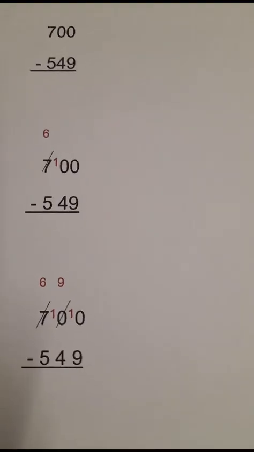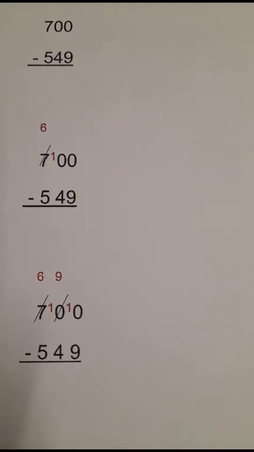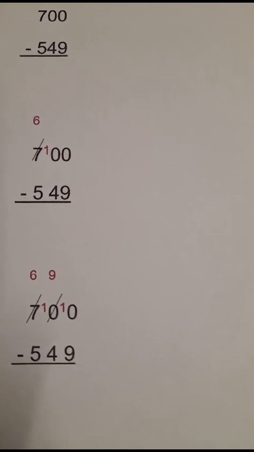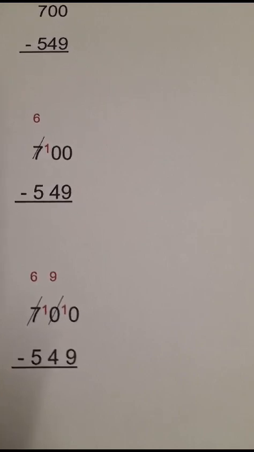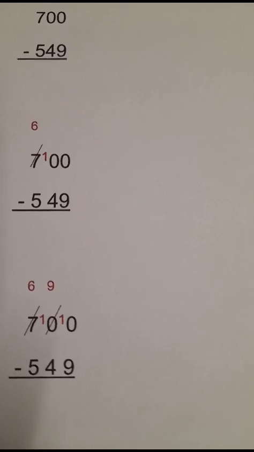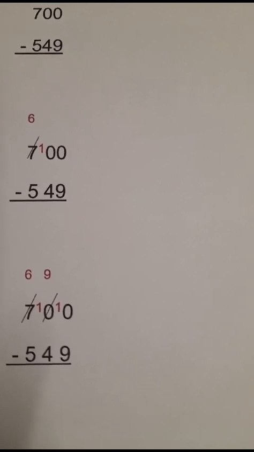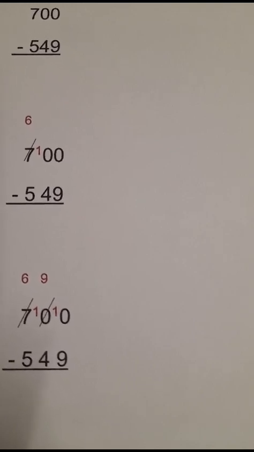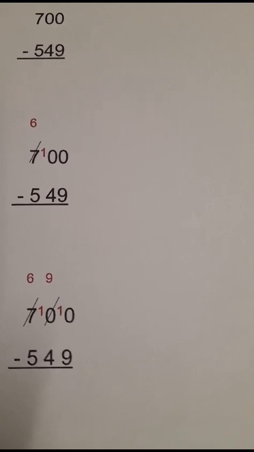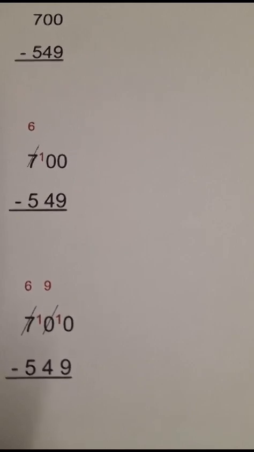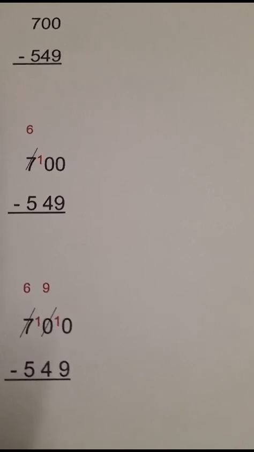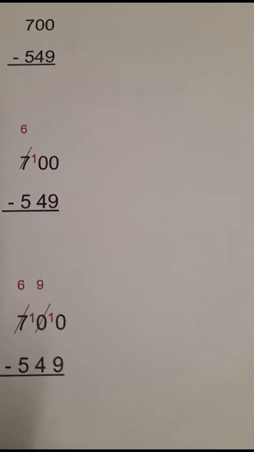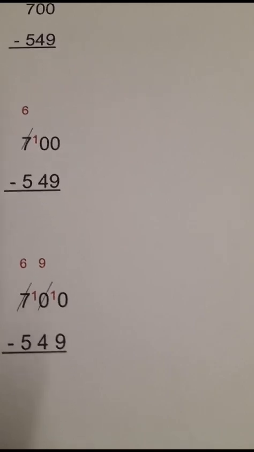We start in the ones column. We say 9 from 0 we can't. We go over to the tens column to see if we can borrow anything. There's a 0 in the tens column, which means we can't borrow anything, so we go over to the hundreds column. We borrow 1 from the hundreds column, that leaves 6. The one that we borrow, we put it beside the 0 in the tens column.